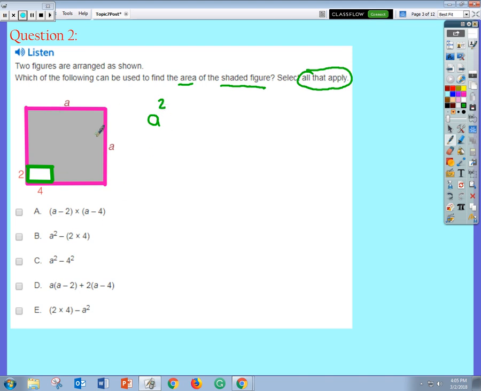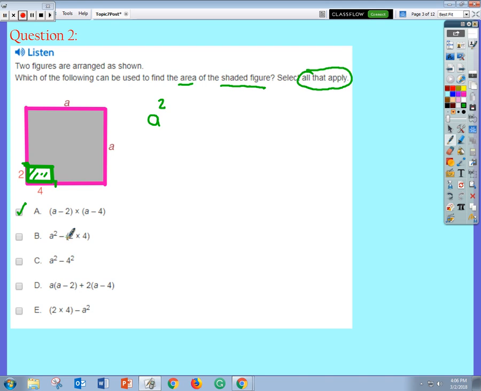I look at this first problem. It says A minus 2. Well, if I take this side here, A, and subtract 2 from it, it makes this side just go from here to here. And that says A minus 4, or times, excuse me, A minus 4. That means I'm taking this from here to here out. So essentially, I'm removing this square or rectangle by subtracting these 2. So this would give me the correct answer.